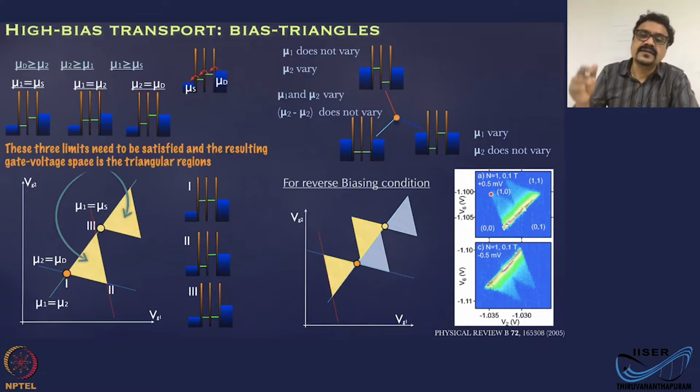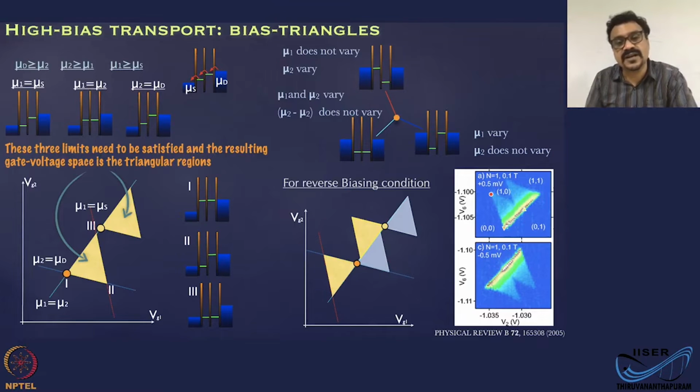Then the charge transport happens by the flow of electrons from a region of higher energy towards a region of lower energy. So what that means is, for the transport to happen, the electrochemical potential, the available energy state, of dot 2, mu2, should be less than or equal to mu d. Mu2 is the electrochemical potential of dot 2 and mu1 is that of dot 1. So mu1 should be less than or equal to mu2.